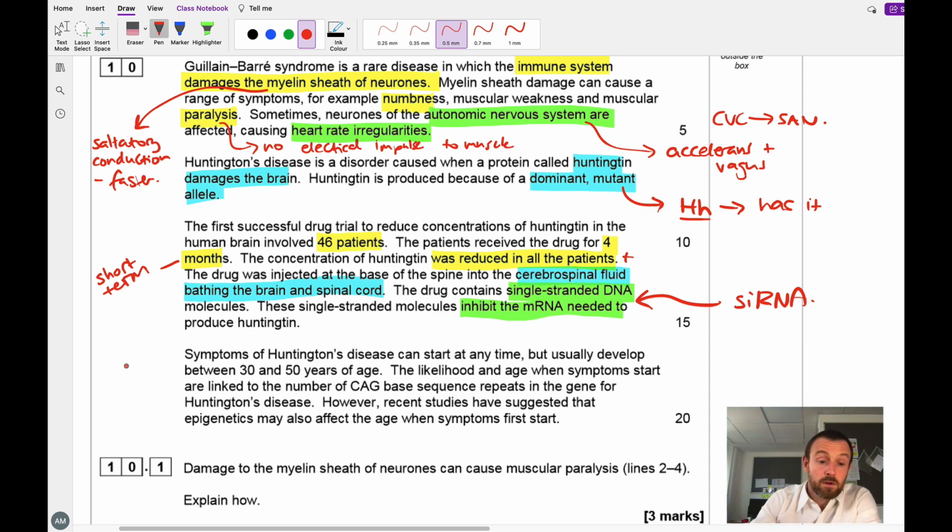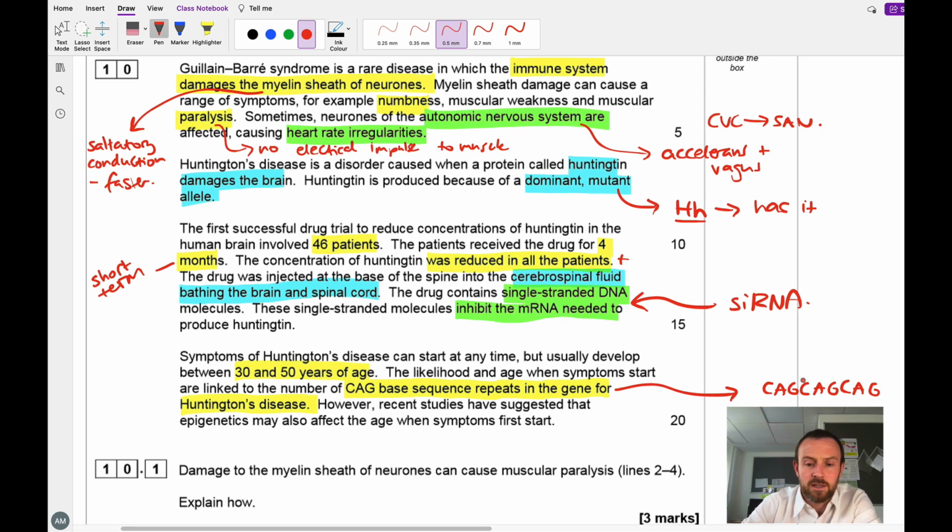Okay. So let's look at what you should have spotted. Change color again, I'm going to go yellow again. Symptoms of Huntington's disease can start at any time, but they usually develop between 30 and 50 years of age. The likelihood and age when symptoms start are linked to the number of CAG base sequence repeats in a gene for Huntington's disease. So this is called a triple nucleotide repeat or a CAG repeat. So basically in the gene, it goes like this: CAG, CAG, CAG, etc.